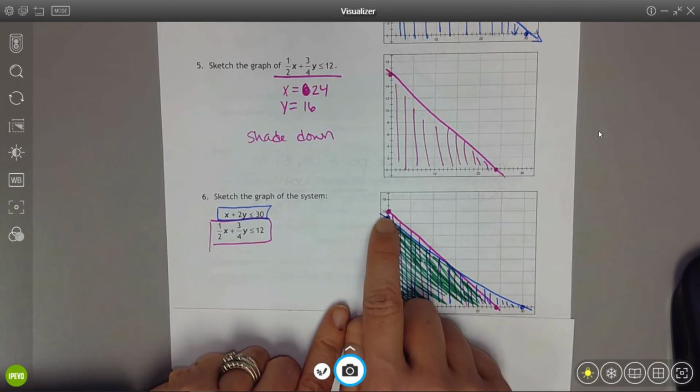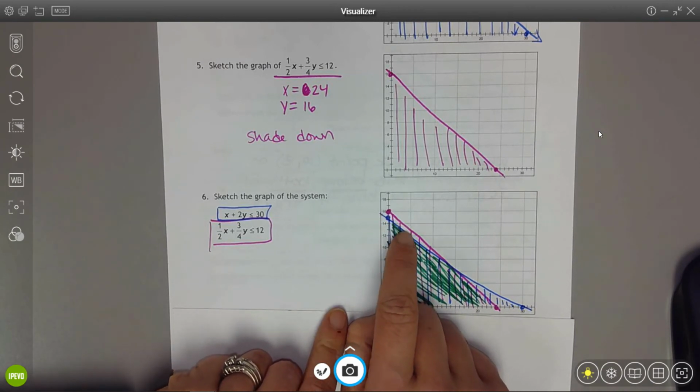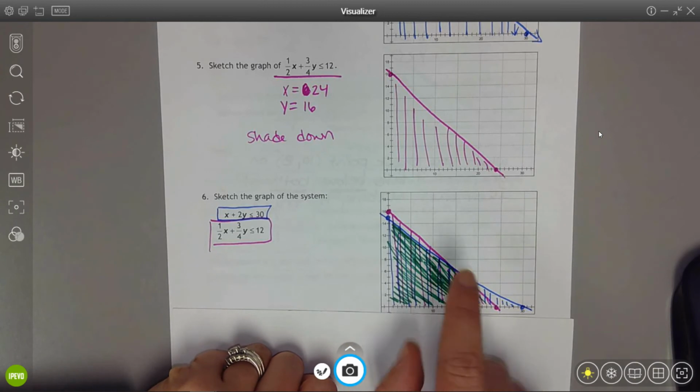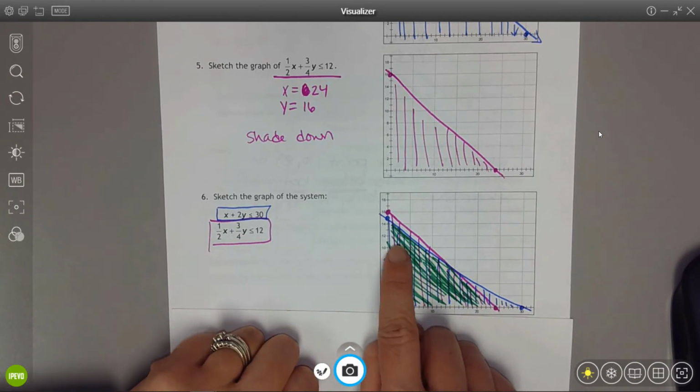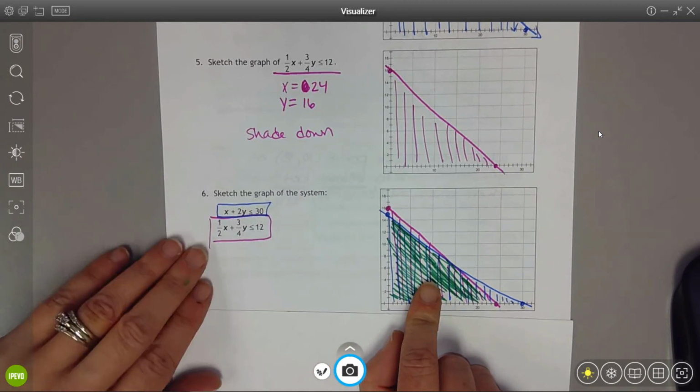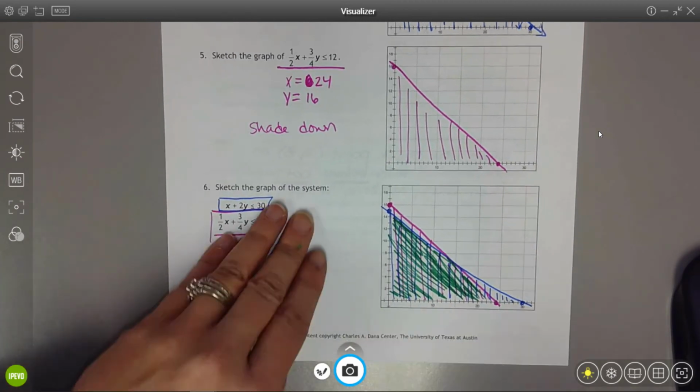So you can see I have my pink. The pink is a little bit bigger than the blue line here. And over here, the blue line's a little bit bigger than the pink. I only shaded in that green where the blue shading and the pink shading overlapped.